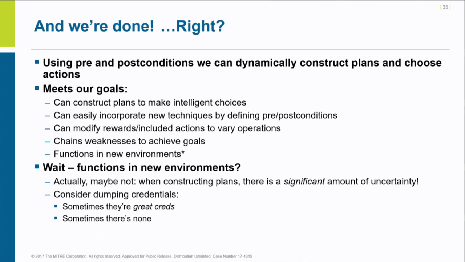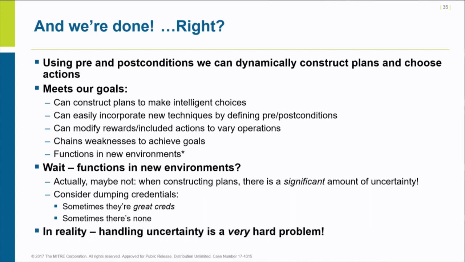And there's an asterisk there because that's actually a little harder said than done. It turns out doing this deterministically is kind of hard. Sometimes when I dump credentials, I'm going to get very useful credentials. I might land on a box and dump credentials and, oh, it's a domain admin. That's wonderful. I'm basically done. Sometimes I might land on a box, dump credentials, and find credentials that are completely useless. So when I'm constructing plans, this can be disruptive because I don't know exactly what the outcome of some of these actions might be. And in reality, handling uncertainty is a very, very difficult problem.